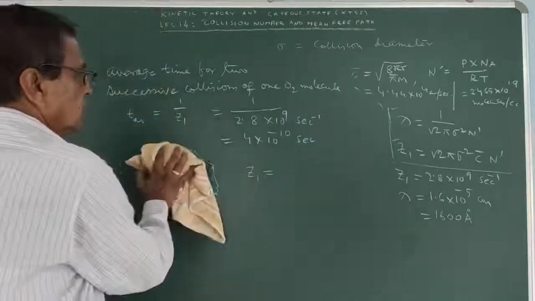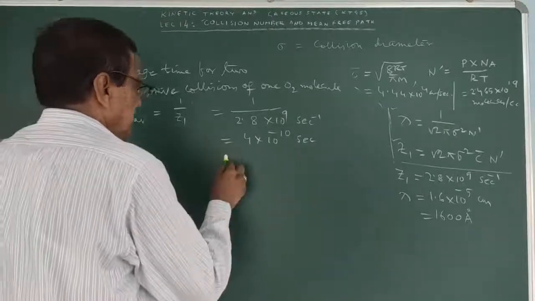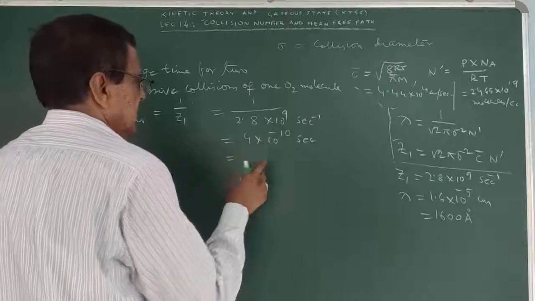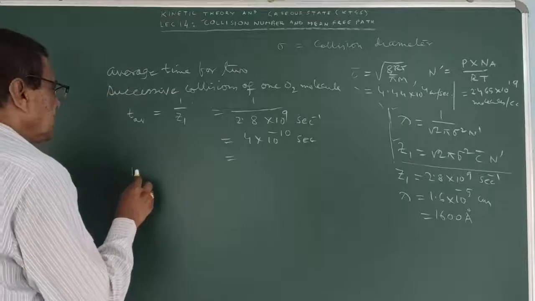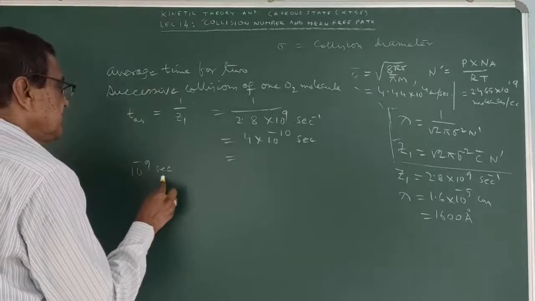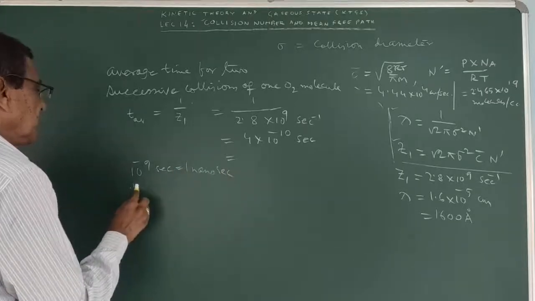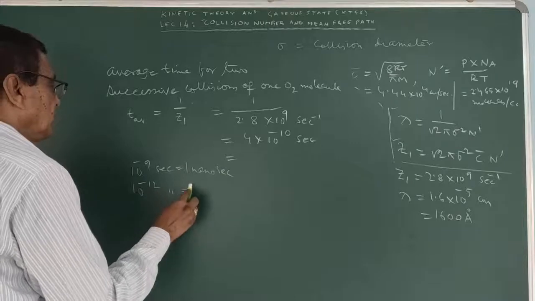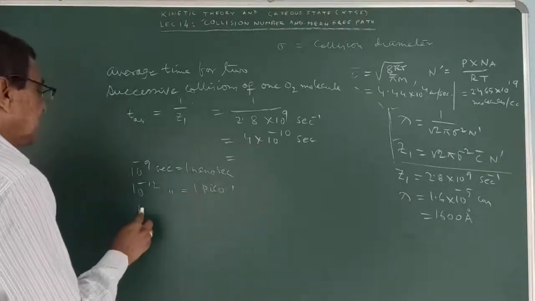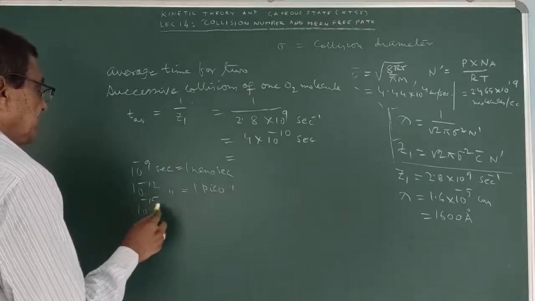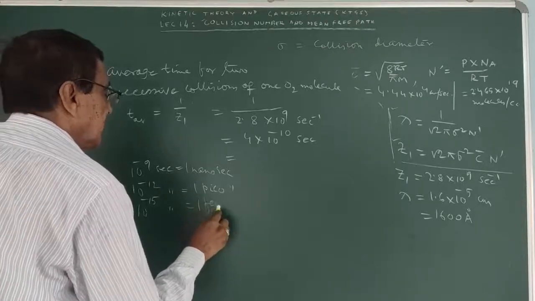10 to the power 4 into 10 to the power minus 10 second. So if we express it in picoseconds: 10 to the power minus 9 second is equal to 1 nanosecond, 10 to the power minus 12 second is equal to 1 picosecond, and 10 to the power minus 15 second is equal to 1 femtosecond.